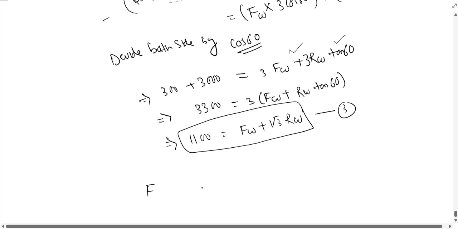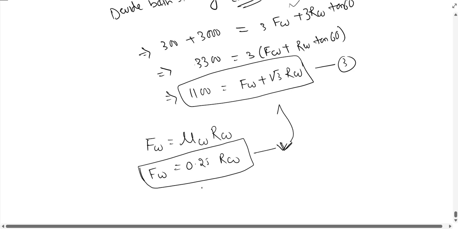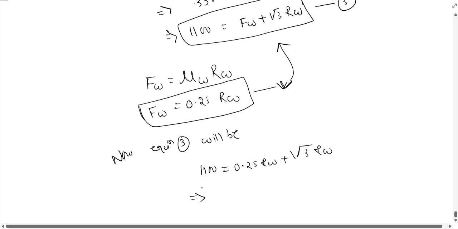Okay, and see, this FW is the frictional force with respect to the wall, and frictional force with respect to the wall is nothing but mu w into RW. Okay, and mu w value we know, it is 0.25 into RW. So FW is equal to 0.25 RW. So now we will take this value and put it in equation 3. So now equation 3 will be 1100 equal to 0.25 RW plus √3 RW. So we will get RW equal to 1100 by 0.25 plus root 3, which is nothing but 1.982.